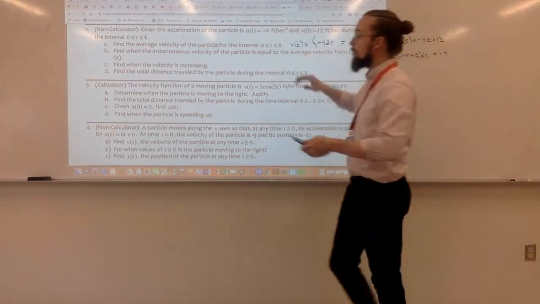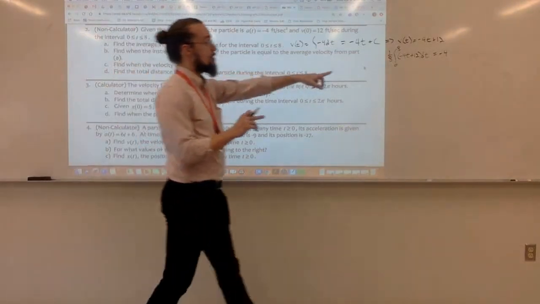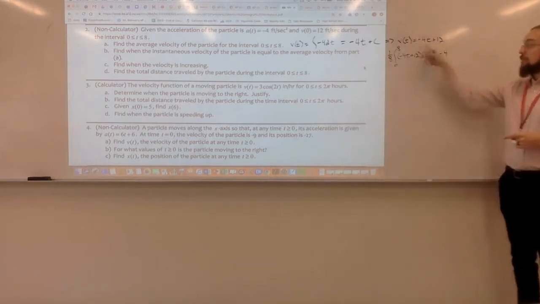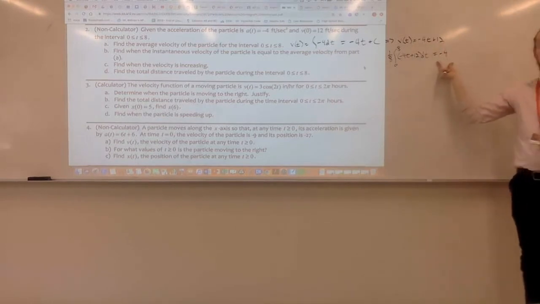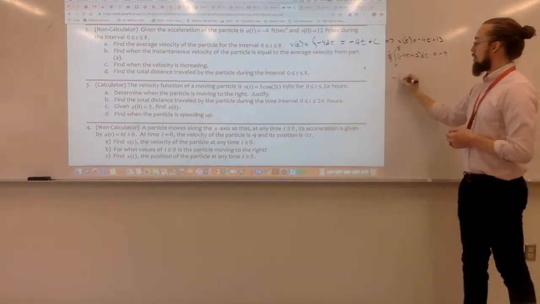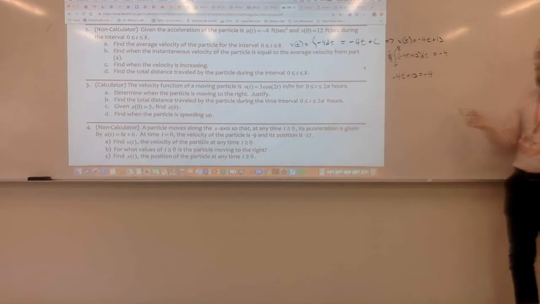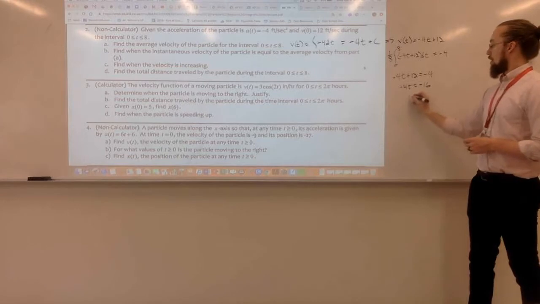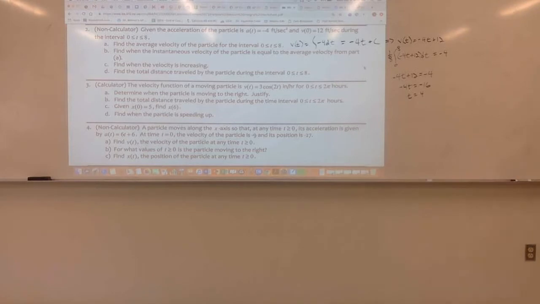So yeah, now for part B, we want to find when the instantaneous velocity equals the average velocity. So the average velocity is negative 4. So I want to say, well, this function, negative 4t plus 12, is my instantaneous velocity. I want to see when the instantaneous velocity equals negative 4. So I'm just going to say negative 4t plus 12 equals negative 4. And this is pretty simple to solve then. Right? We get negative 4t equals negative 16, so t equals 4. So at 4 seconds is where the average velocity equals the instantaneous velocity.